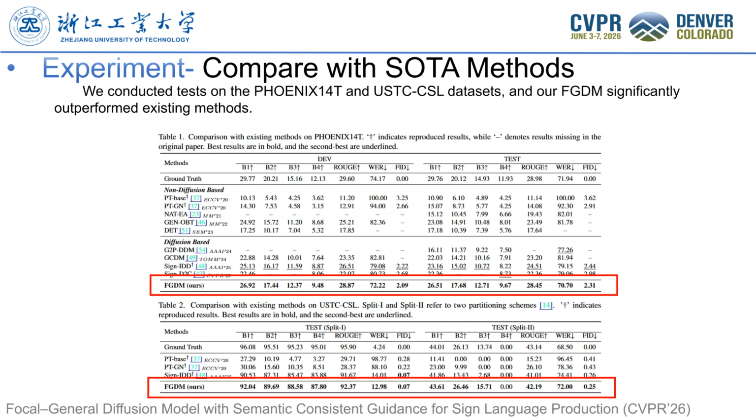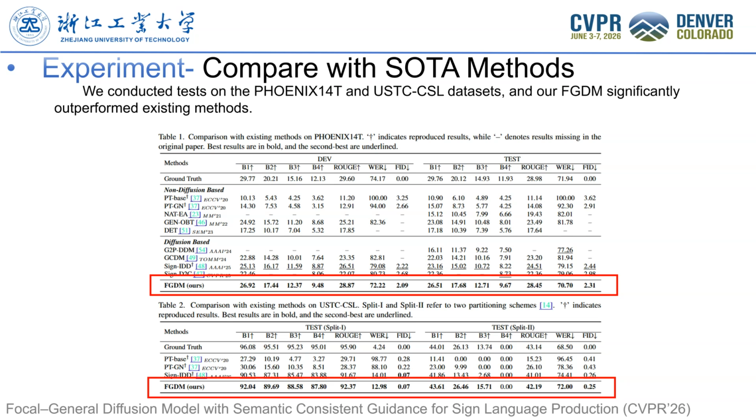An interesting observation is that FGDM even achieves a lower WER than the ground truth. We believe this is because FGDM fits the training data distribution so well that the back translation model can recognize the generated sequences more accurately.